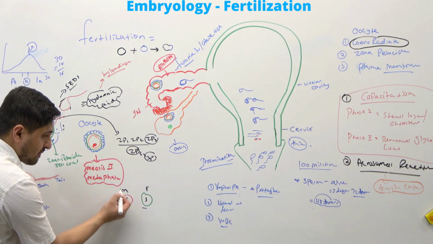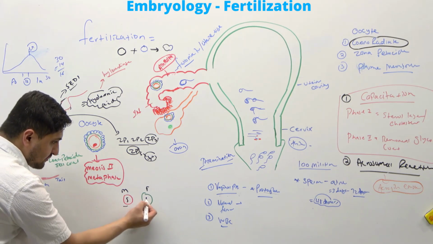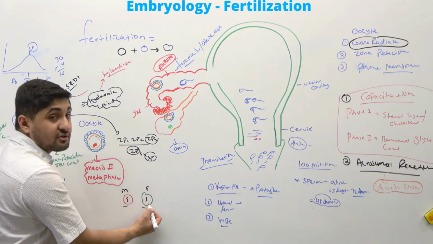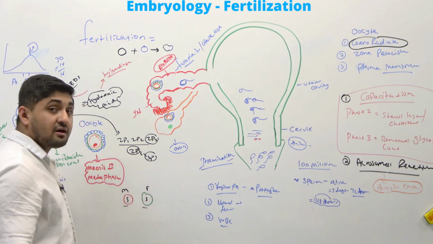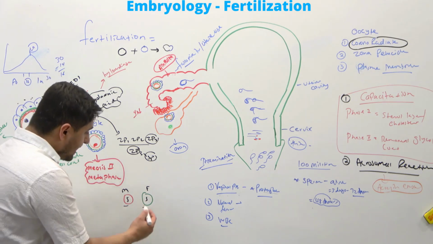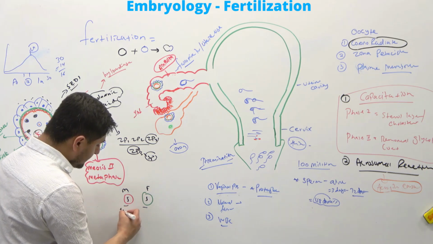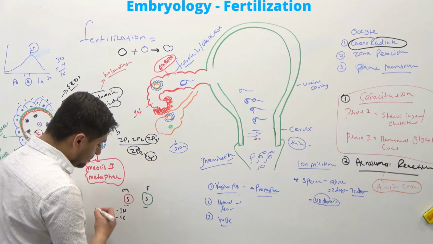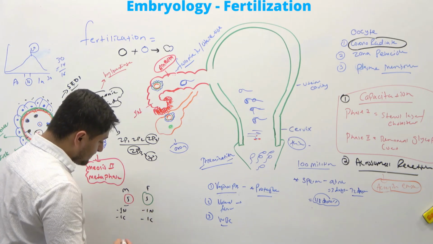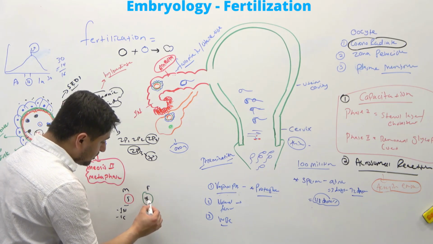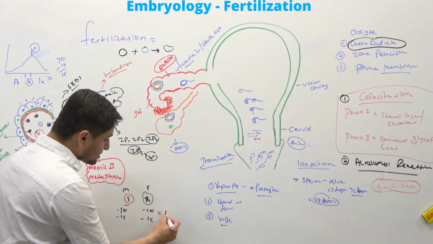Before they fuse with one another, the female, which was a secondary oocyte, completes her second meiotic division. By doing that, there is now one N, one nucleus, and one chromatid. Then this will start multiplying like this, and still there is one chromatid.